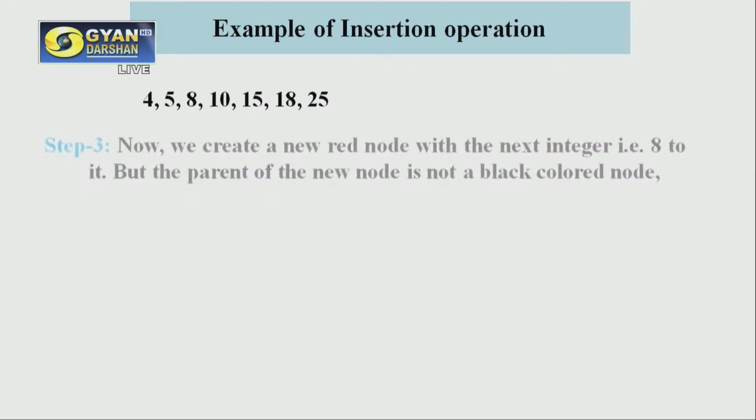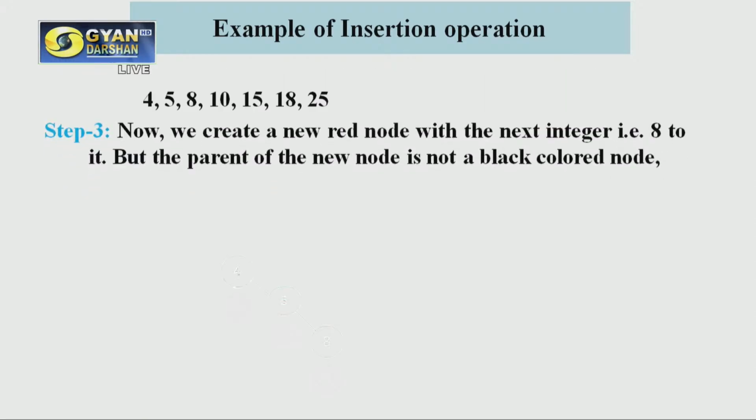Now 8 is greater than 5, so it will be inserted to the right of 5 because it should maintain the binary search tree property. But here in this case, we can see that it is not a red black tree. What is the reason why it is not red black?